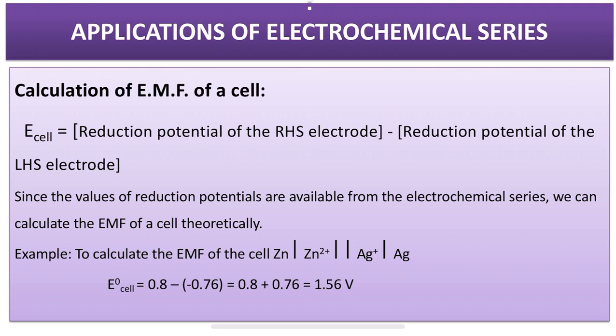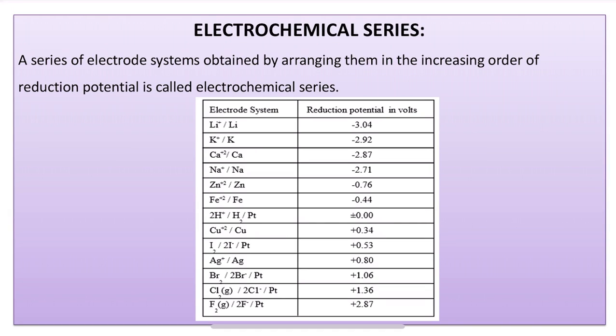Let us take an example: to calculate the E.M.F. of the cell Zn | Zn2+ || Ag+ | Ag. We have to calculate the E naught cell, which equals 0.8 minus (minus 0.76). This value I got from the electrochemical series. You can go back and check it there.